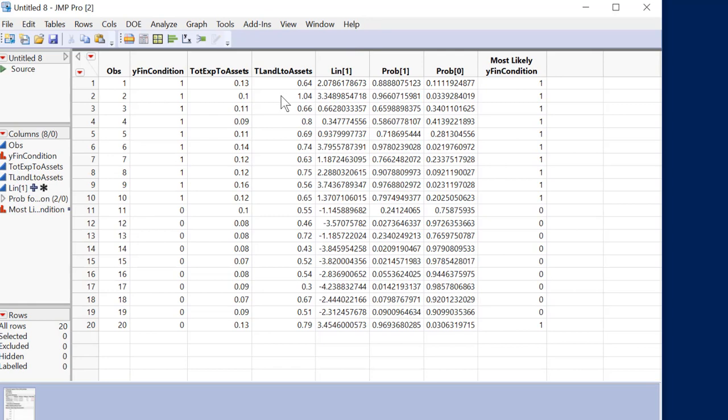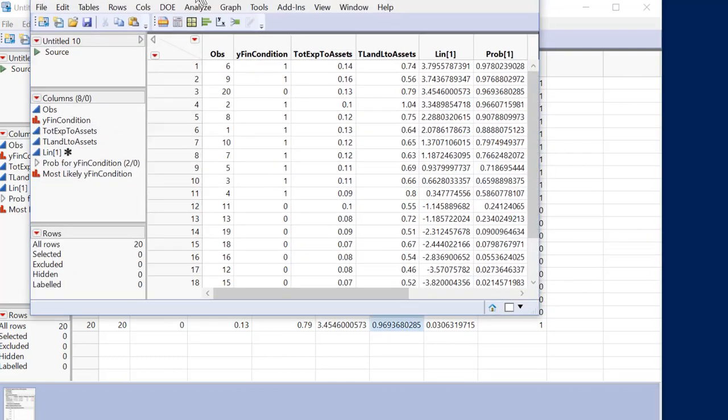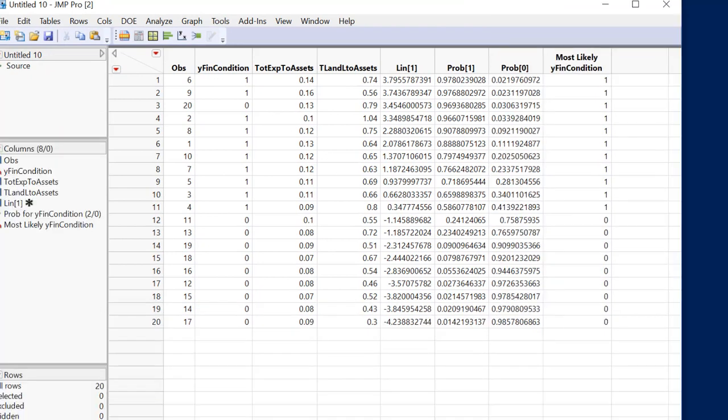And here's the result. Now we have our y actual, and this is the logit. It just calls it ln1. And then here's our probability of this being a weak bank. And then we have the most likely predicted. So here's y actual, and here's y predicted. We can quickly sort this on the probability of 1 and come up with a probability table. So I'm going to sort on this descending, and here it is sorted.